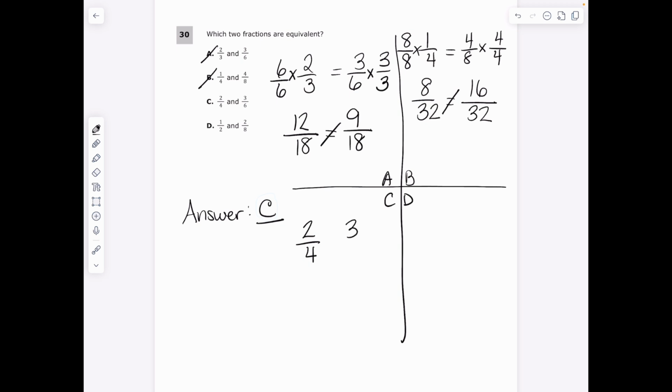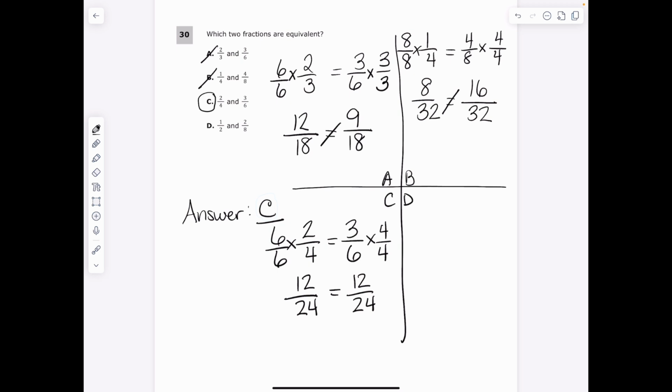2/4 and 3/6. You know I'm going to multiply again by the opposite denominator. That's all I did. And I'm doing this because I want my denominators to be the same so that I can compare my numerators. So 6 times 2 is 12 over 24. 3 times 4 is 12 over 24. These two are equal to each other. So I can compare them.